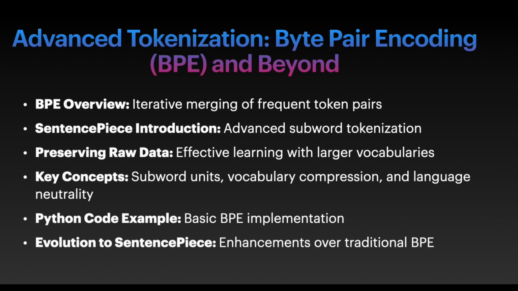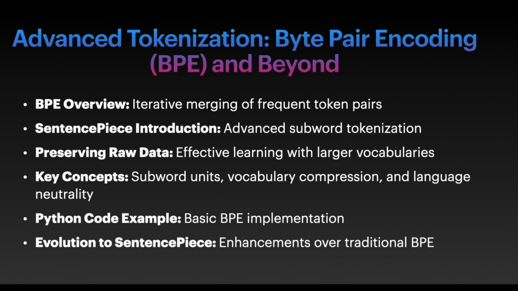Let's delve into key concepts of SentencePiece. It's designed to be language neutral, meaning it can tokenize text in any language without bias. It also uses a statistical model to determine the most effective subword units for tokenization, ensuring that the vocabulary is optimized for the text at hand. To support these ideas, let's look at the Python code example that demonstrates a basic BPE implementation. This code snippet illustrates how we can start with an initial vocabulary and iteratively merge the most frequent pairs of tokens to build a new compressed vocabulary.